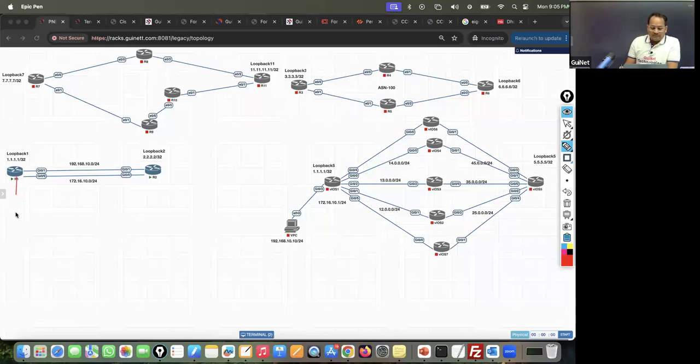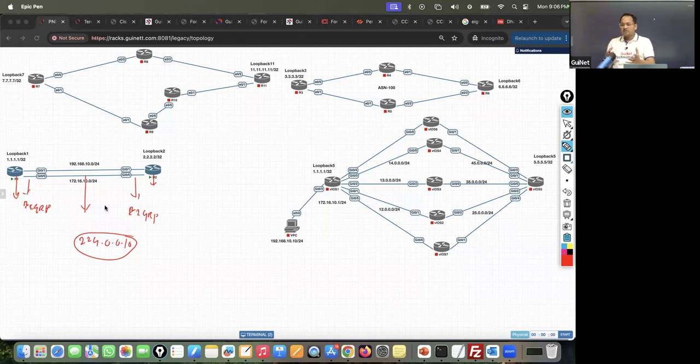Let's suppose this is one router and this is another router. By default, when you configure EIGRP on this one and on this one also, they will join a multicast address. They keep listening, meaning if someone sends any message, they will listen because they are part of the same multicast group. Like we are in the same Zoom group: if you say anything, I'm going to listen, and if I say anything, you are going to listen, because we are the same community, same group.